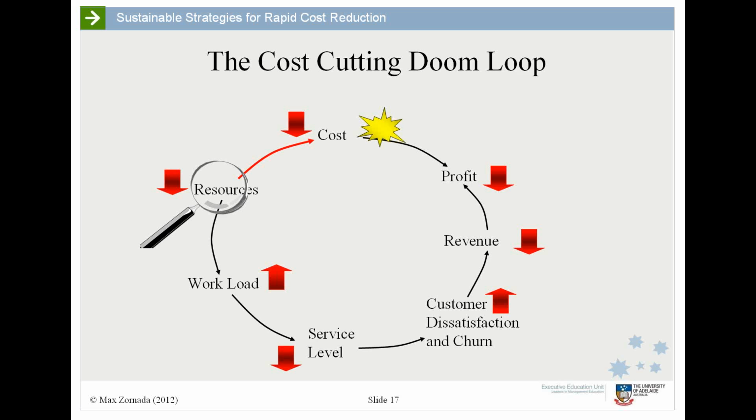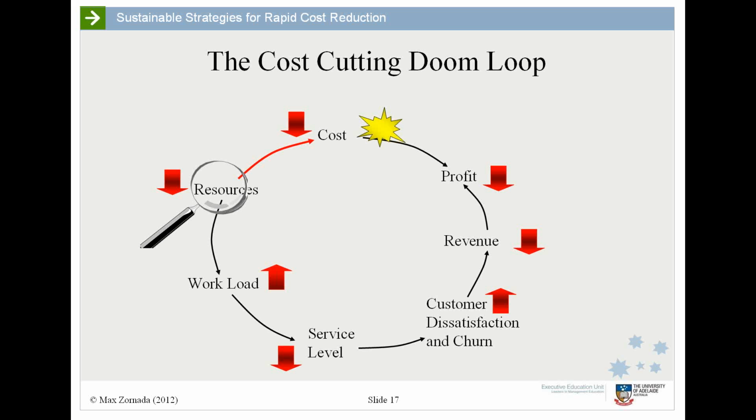One of the risks is that we get into what I've called here the cost-cutting doom loop, which is my private sector version of the doom loop on this particular slide. By focusing on cutting resources and costs, if you go around anti-clockwise from resources, the workload on the people that are left increases. And so their ability to produce good outcomes and the service levels they deliver to their customers reduce as a result of that additional workload, which leads to decreased customer satisfaction and increased customer churn and defections, which then hits revenue.